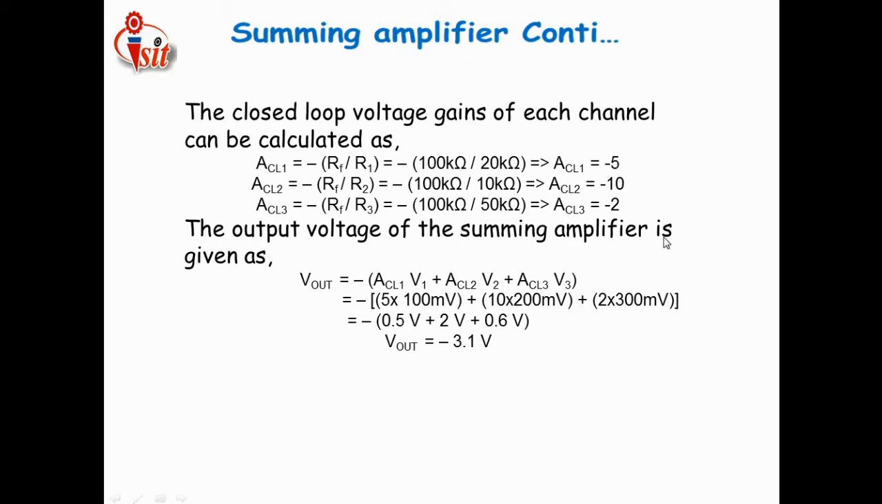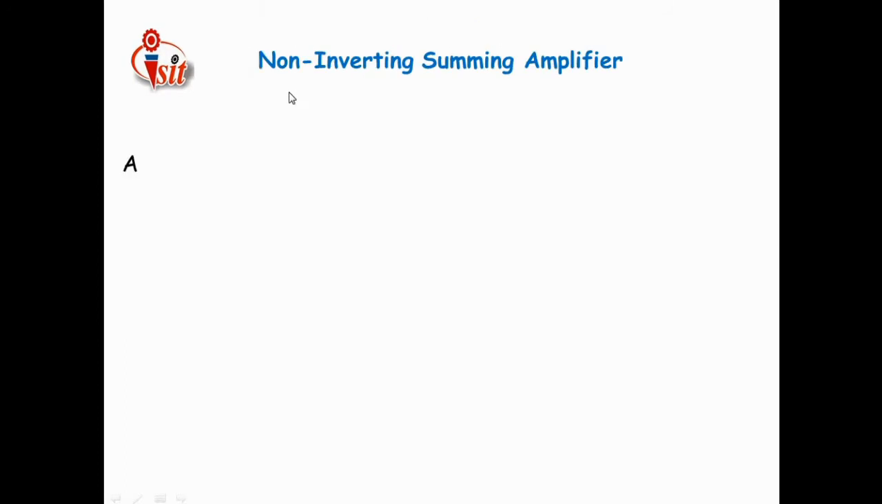Then the output voltage of the summing amplifier is V out is equal to minus, first closed loop gain into first input voltage, plus second closed loop gain into second input voltage, plus third closed loop gain into third input voltage. By using this formula, put in the values of ACL1, V1, ACL2, V2 and ACL3, V3. The output we get is V out is equal to minus 3.1 volt. This is the calculation for this example.